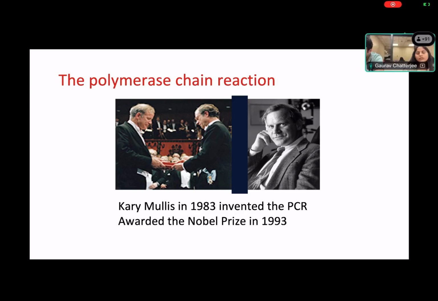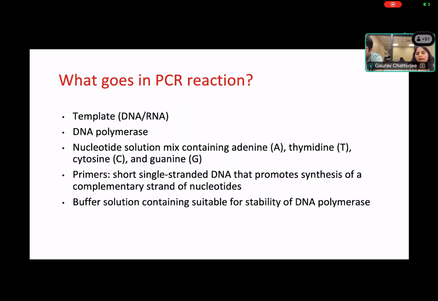So if we see what components we require for PCR, we would need a template, as you said. DNA will be required, or RNA, whatever is there. Then you need primers so that you can identify which areas to amplify. Then you need nucleotides, and you need DNA polymerase that helps with the addition of these nucleotides. And you also need a buffer solution.